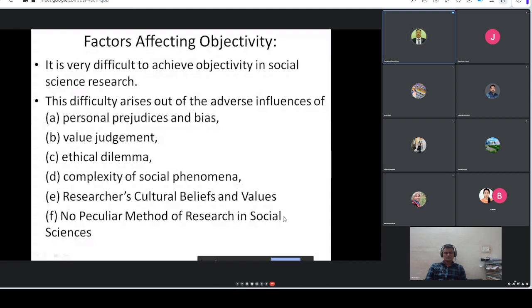So coming to these factors affecting objectivity, it is very difficult, as I say, to achieve objectivity. Why? This is because of personal prejudice and bias. When I say personal prejudice and bias, or value judgment, or ethical dilemma, here I'm talking about, for example, if you want to study your own community, or the role of religion in politics, sometimes the topic you are studying, the area you are studying, or the problem you are trying to study also affects your objectivity in research.